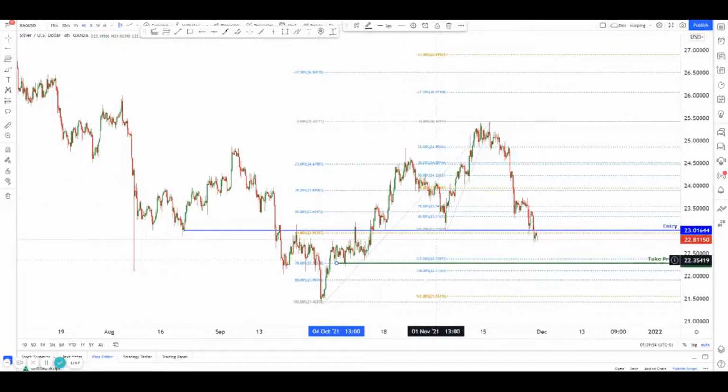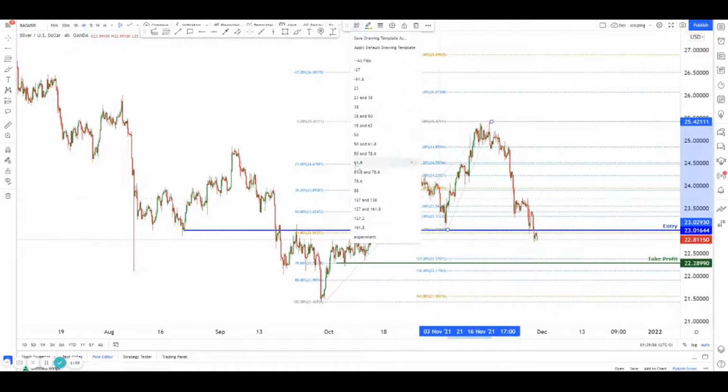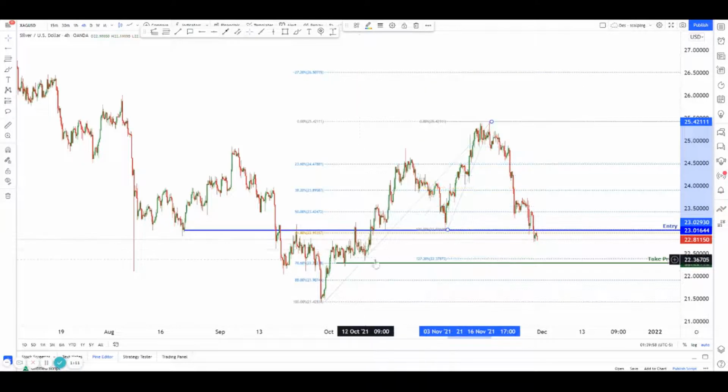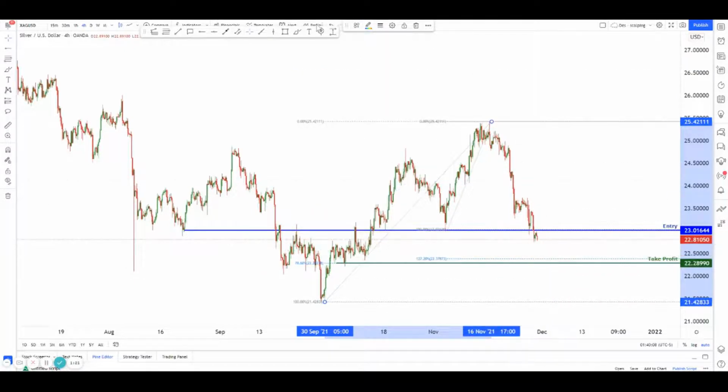This is going to be our take profit. This is going to be 127. This is going to be 78.6. Very interestingly, it broke the 61.8% retracement too, which is why it gives us more confidence that the price is going to edge down towards this level.